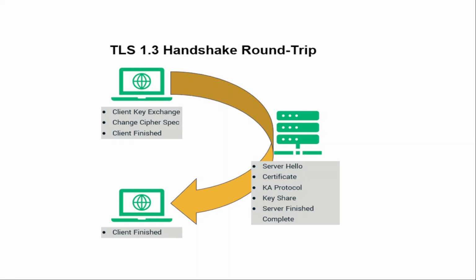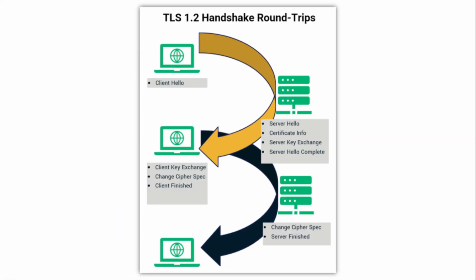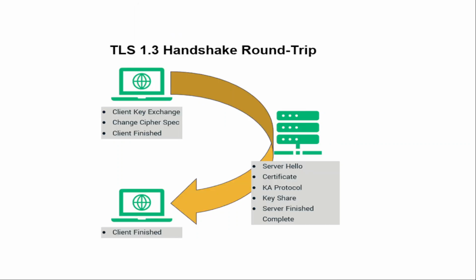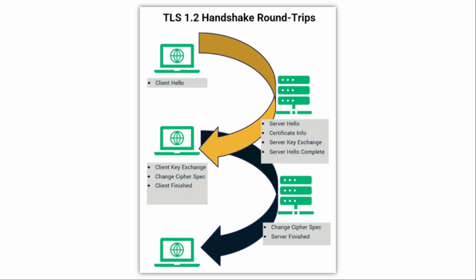So you have the client, and then you have the server, which shares the certificate, and that is how the process finishes. Now notice this: between TLS 1.3 and TLS 1.2, we have a little difference. In TLS 1.3 all the process happens in one single round trip, whereas in TLS 1.2 we have two round trips.